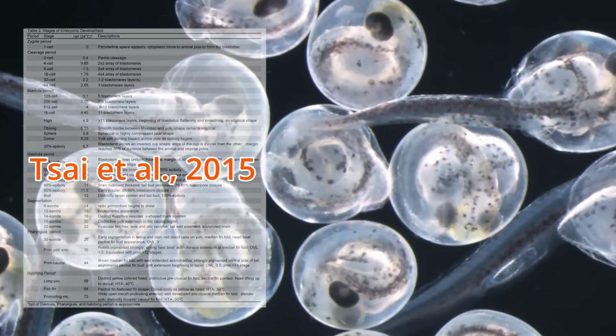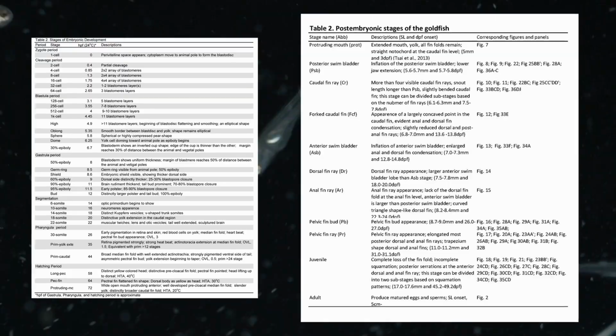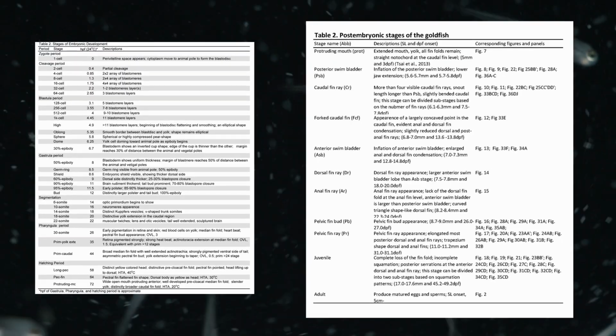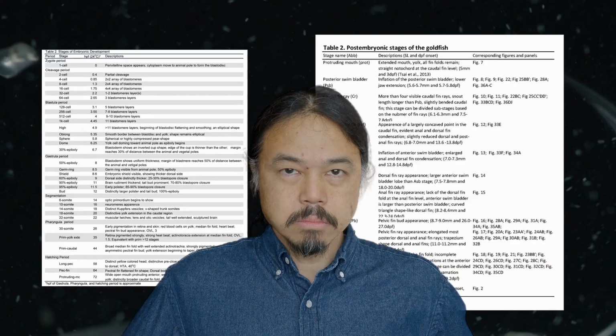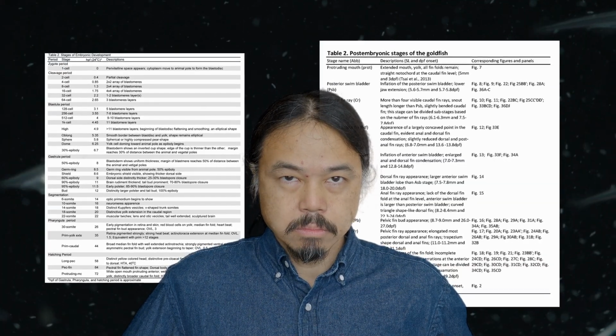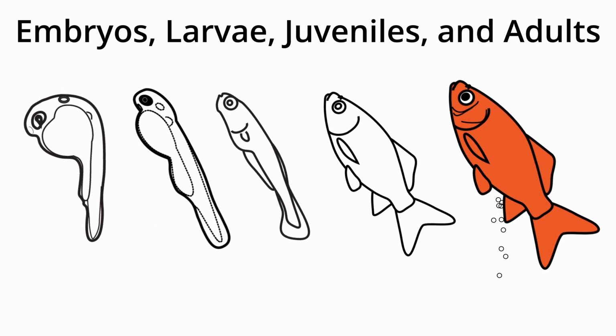So in 2015 and 2019, we created such a developmental staging table for goldfish. So in this video, I will proceed with an explanation based on such a table used in these papers. But before that, let me briefly explain the differences between embryo, larvae, juveniles, and adults.